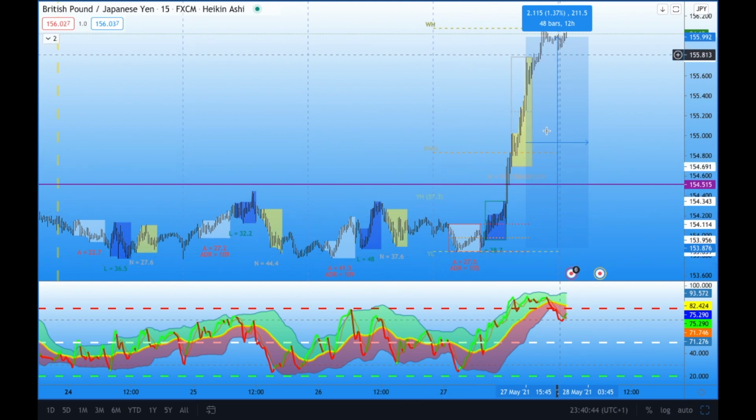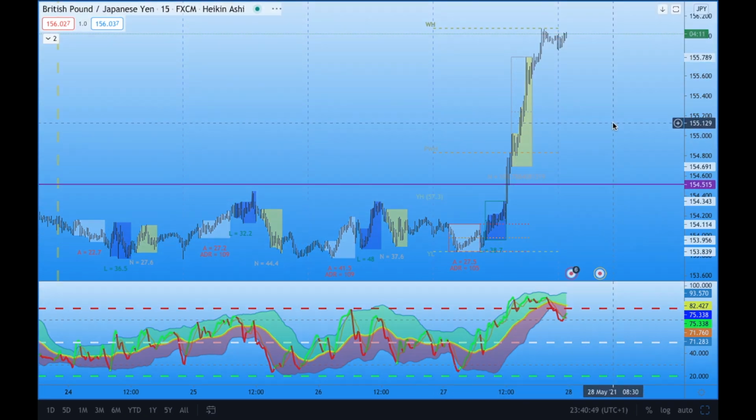This was a news event. This doesn't happen all the time. You're not just going to see clean buys like this or sells every single week.